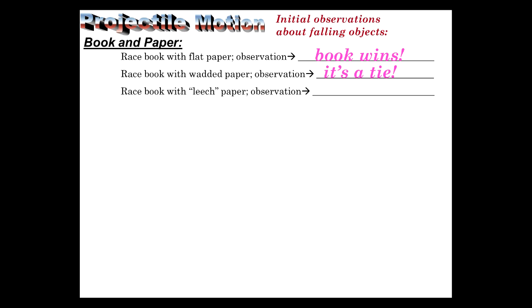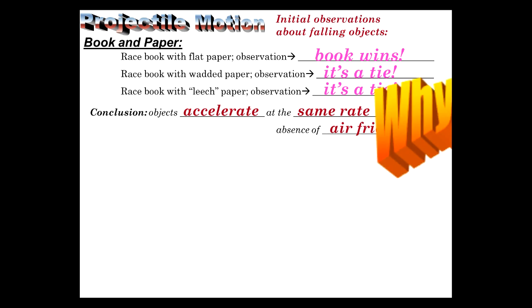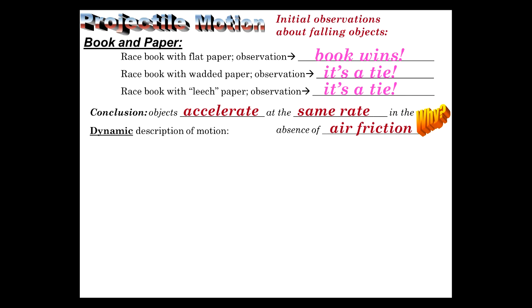If we're talking just the height of the ceiling, then it's essentially a tie. Racing a book with flat paper, well, I'll just have to show you that, or I'll just have to keep you guessing. It's a tie there as well. So the conclusion from these quick observations is that objects accelerate at the same rate, but they require the absence of, you guessed it, air friction. All right, so the important thing here, we're getting rid of air friction and recognizing that gravity accelerates objects at the same rate.